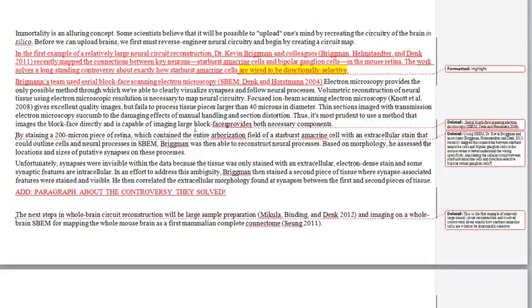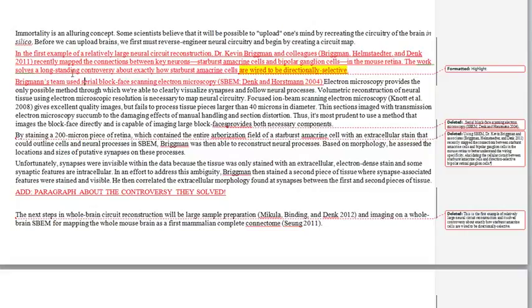And the author here did use an abbreviation, an acronym, SBEM. I'm going to let it go for this paper because it's the only acronym they used, and it is awfully long to write out serial block face scanning electron microscopy. But as I've mentioned before, do watch acronyms to make sure you don't have too many.